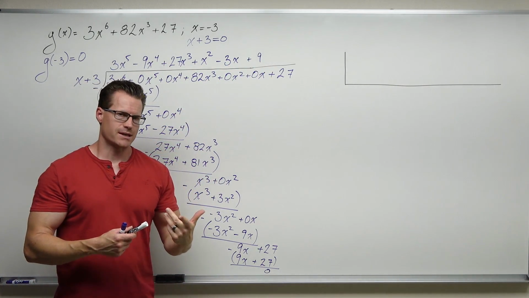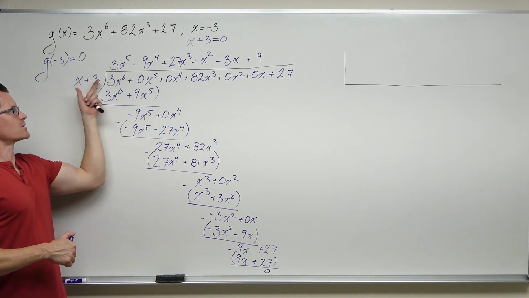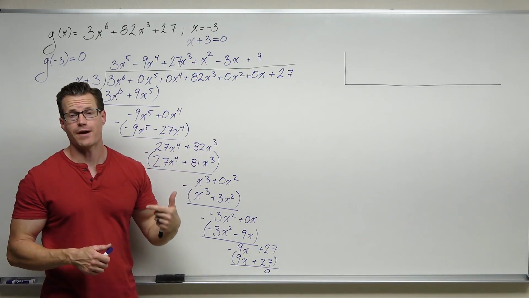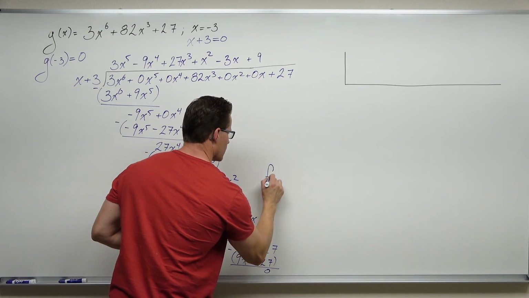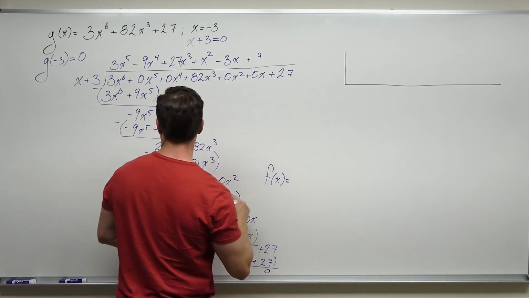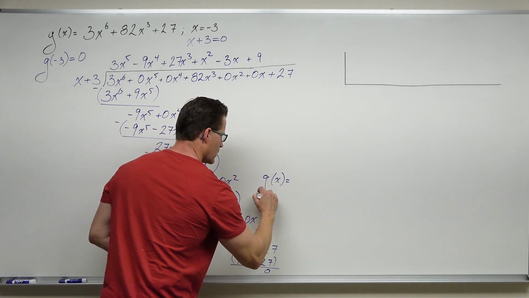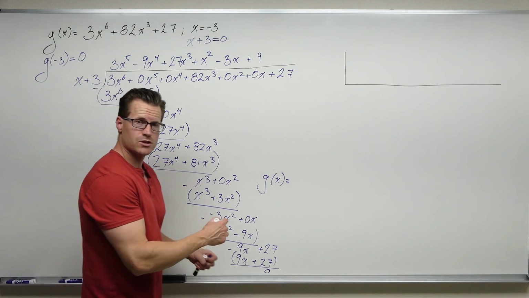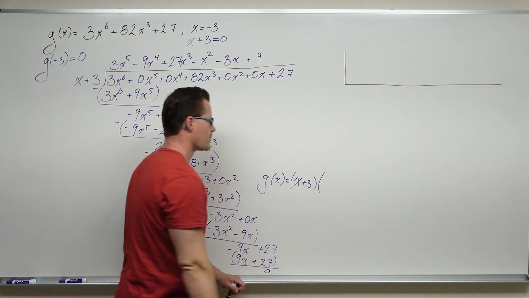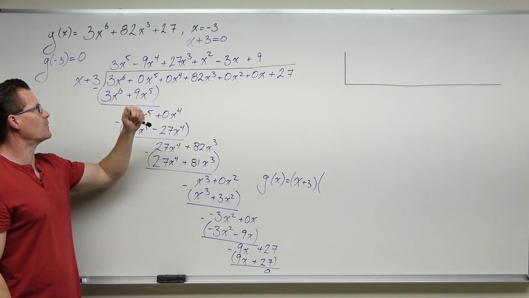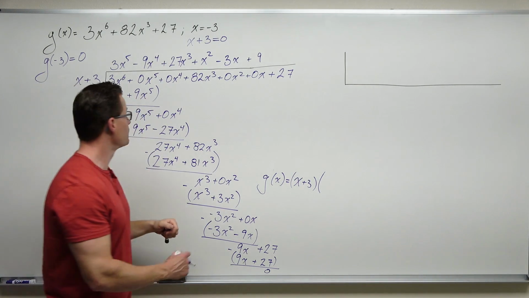So this is what this says to us. This says that this polynomial has a factor, and this is what's left over after you factored it out. So in other words, get your function name right. We have x plus 3 as one factor, that's a linear. And then we have this power 5 polynomial, 3x to the 5th minus 9x to the 4th plus 27x cubed plus x squared minus 3x plus 9.